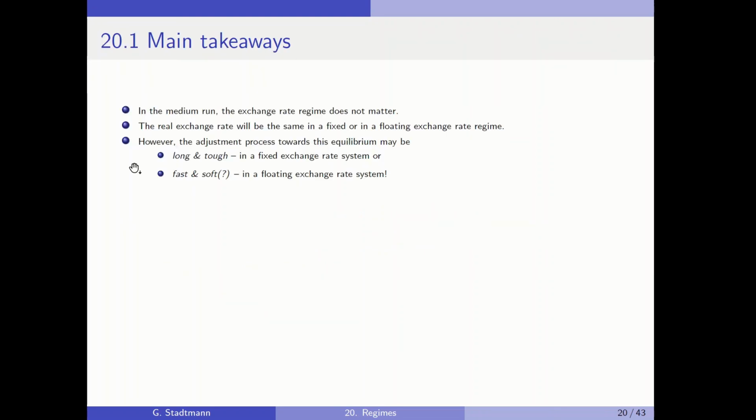We started the lecture by looking at the main takeaways of chapter 21. We said that in the medium run, the exchange rate regime does not matter. The real exchange rate will be the same in a fixed or floating exchange rate regime. However, the adjustment process towards this equilibrium may be long and tough in a fixed exchange rate system, or fast and soft in a floating exchange rate system. Why is it long and tough in a fixed exchange rate system? And why is it fast and soft in a floating exchange rate system?